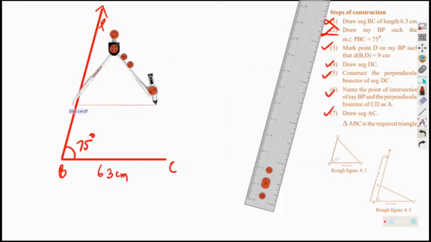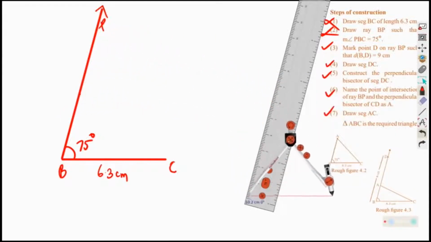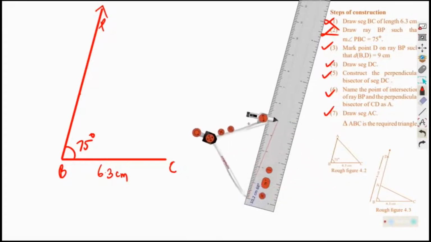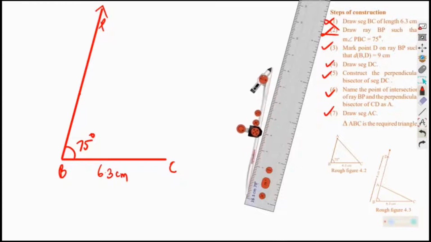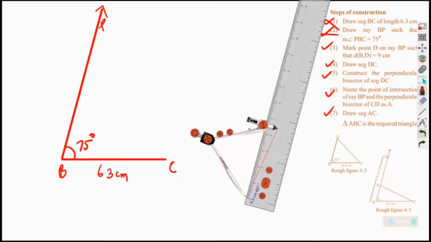okay, the compass jumped and came, and the compass will be used for measuring 9 centimeter on the scale now. Okay, the compass is in a bad state. 9 centimeter. Okay, how do I adjust 9 centimeter?